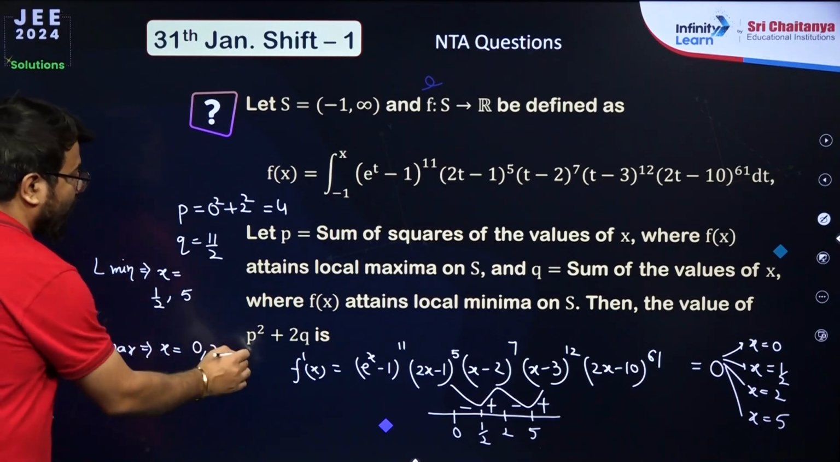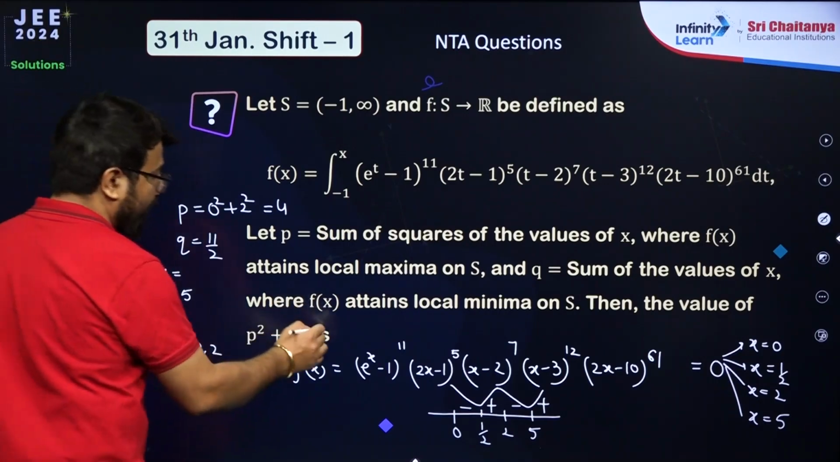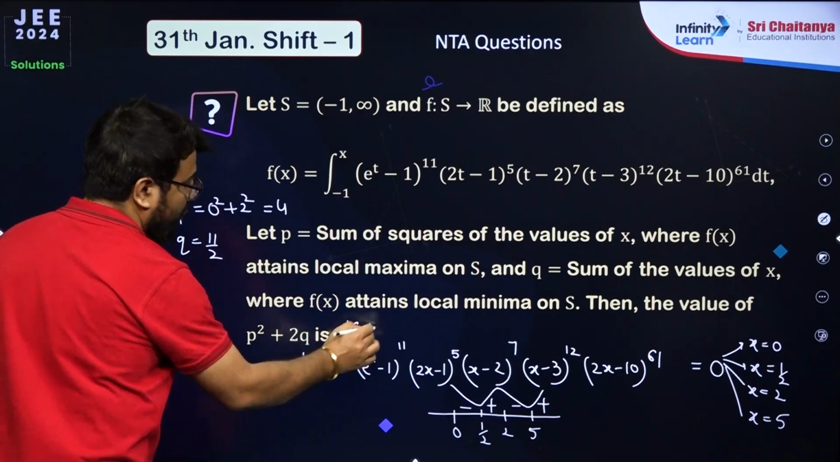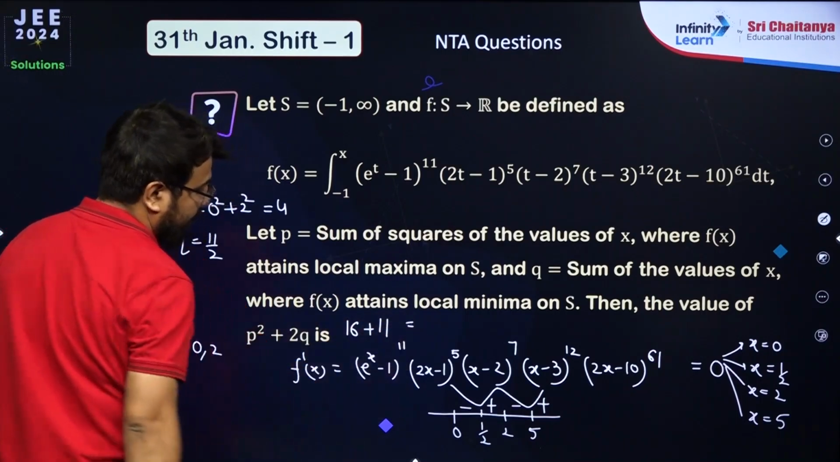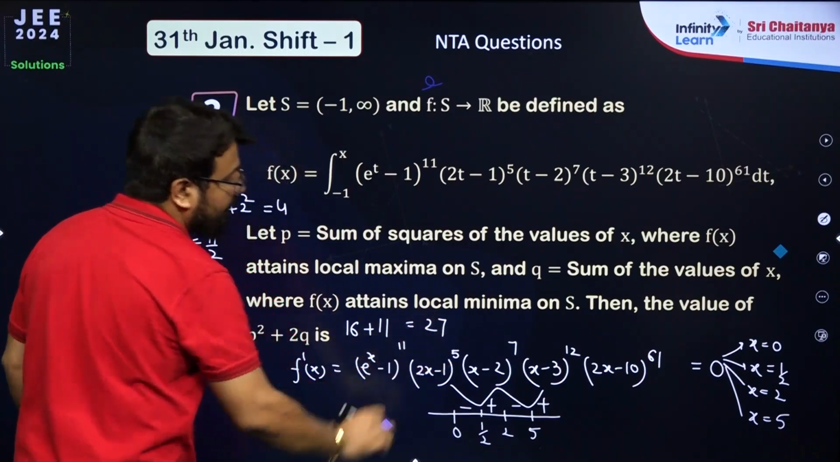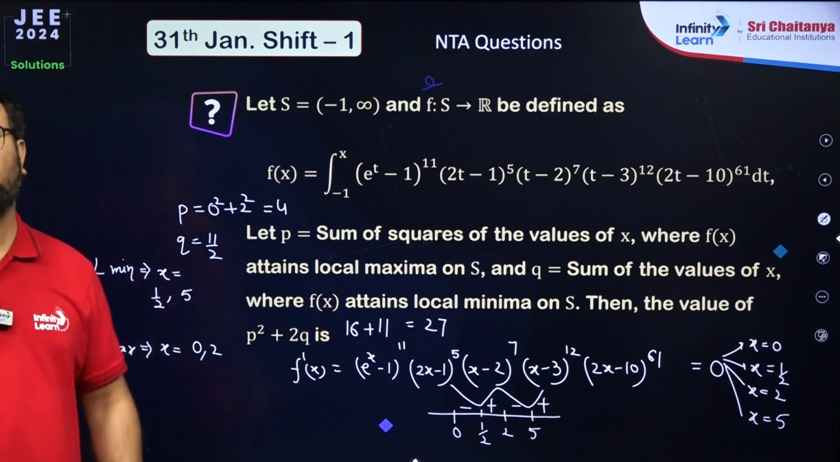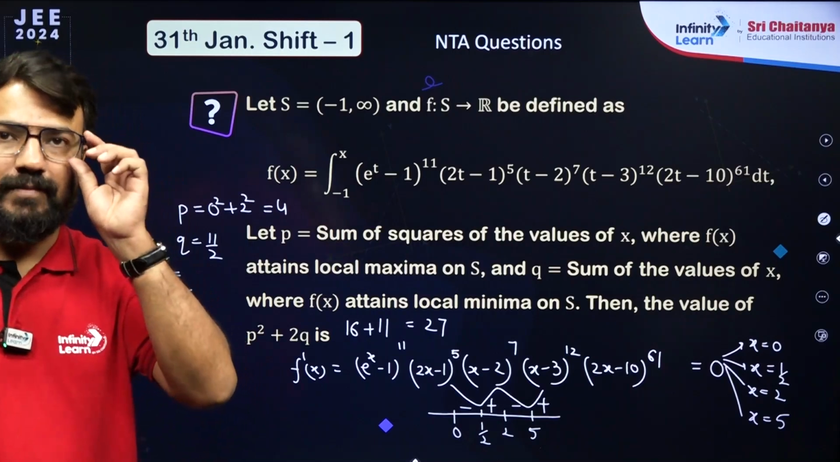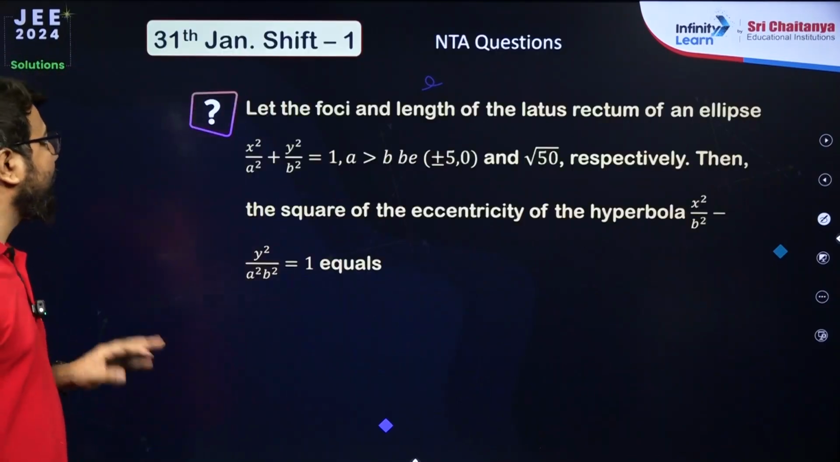They are asking p square plus 2q. P square is 16. 2q is 11. 16 and 11, so that will become 27. 27 is the answer to this problem. Are you able to understand how we got the answer as 27? Moving forward to the next.